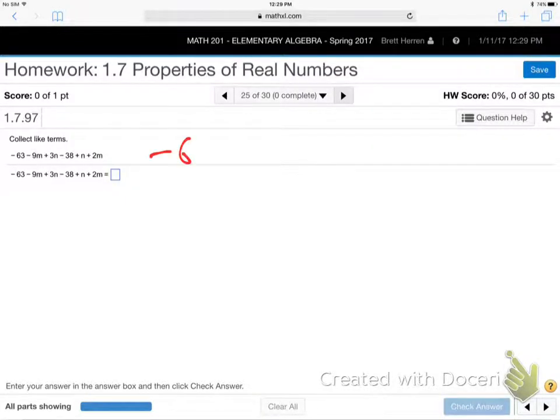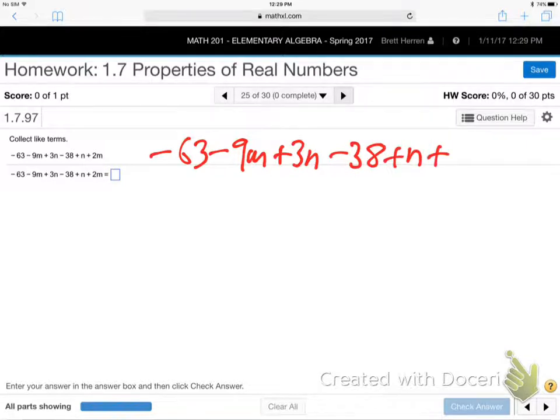Okay, so minus 63 minus 9m plus 3n minus 38, along with plus n plus 2m. All right, so they want me to gather like terms. So let me let you go ahead and do that. Give that a try in your own papers there, and I'll finish it up in a second. Feel free to check with those around you. So you do the numbers with the numbers, the m's with the m's, and the n's with the n's, right? Gather like terms.